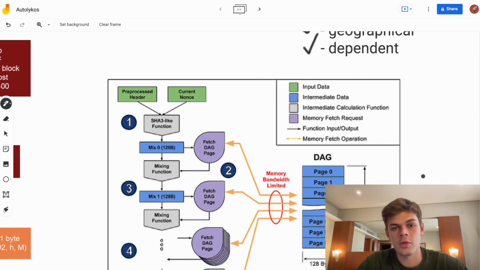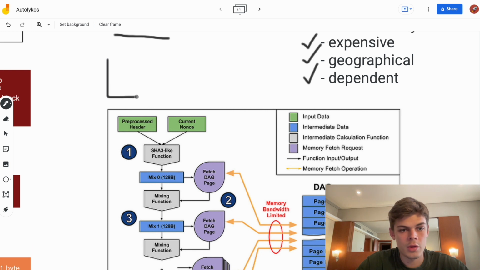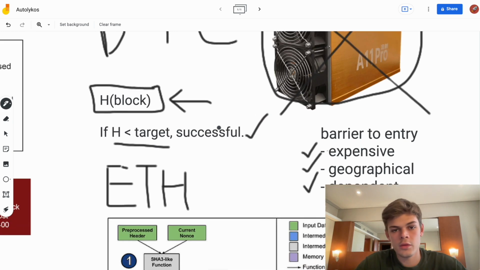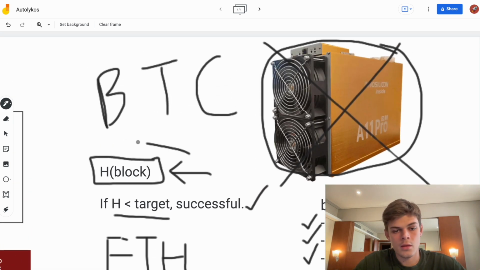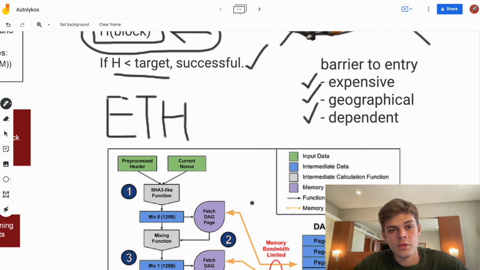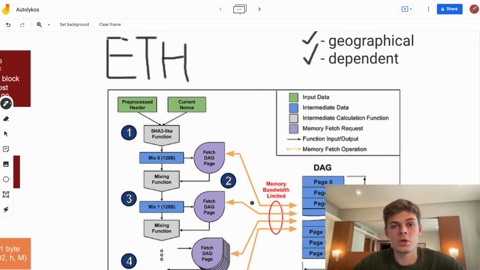So then what happens is Ethereum comes along, right? So Ethereum is sort of what we're discussing next. And Ethereum basically comes along and says, let's not limit the speed at which one can mine on the speed at which one can compute a hash function. Instead, let's limit the speed at which one can mine on memory.